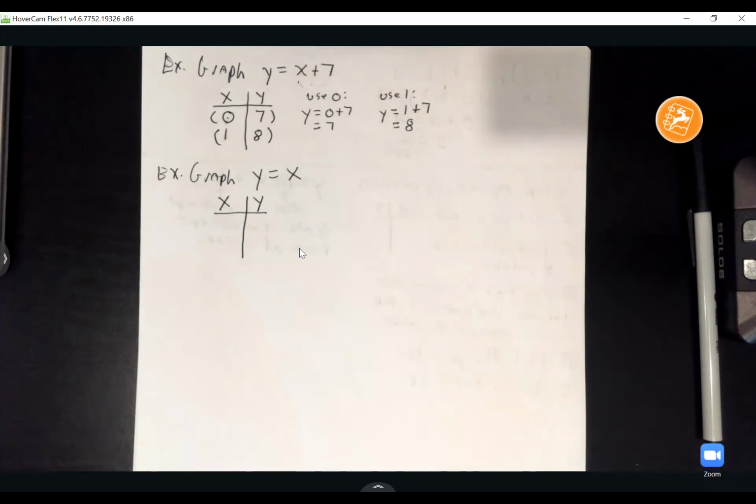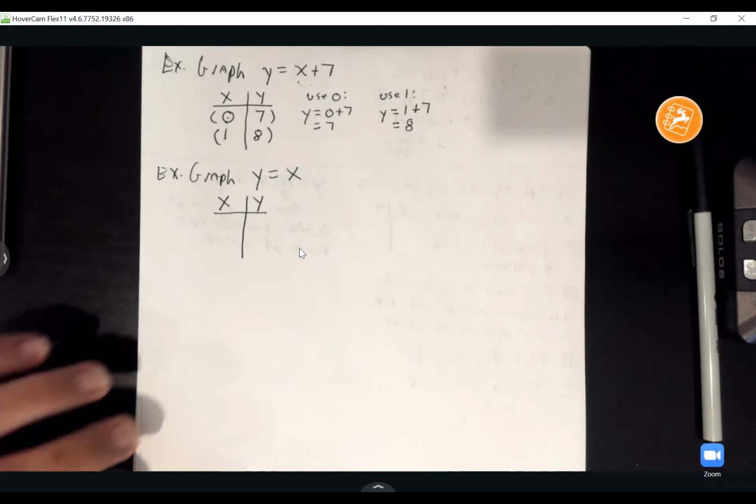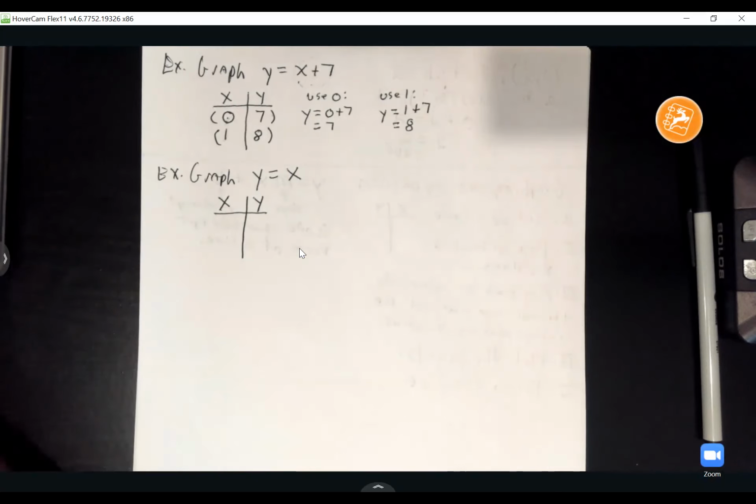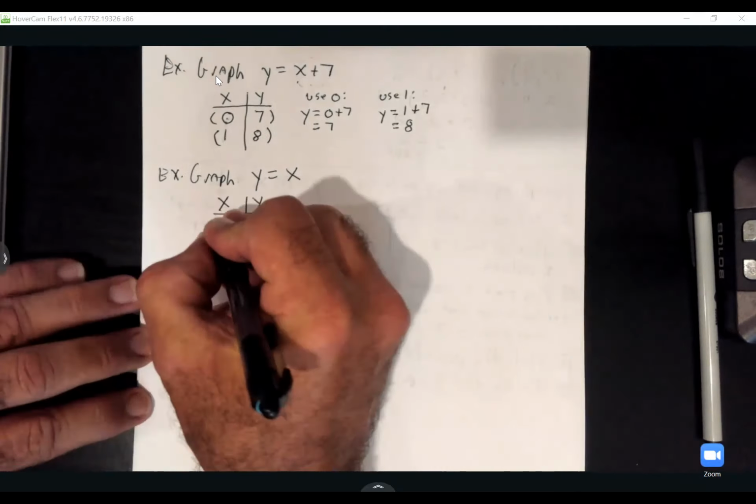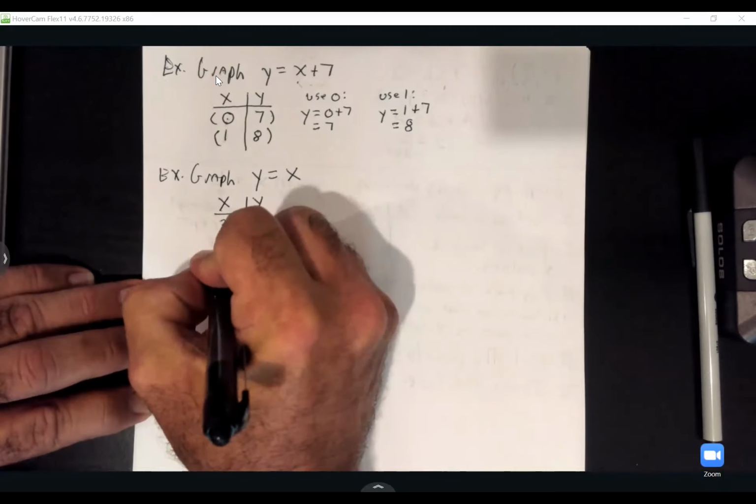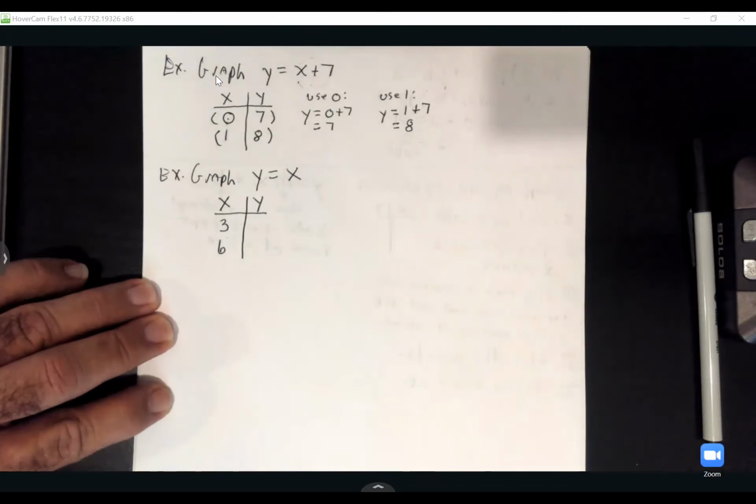So y'all on this one, give me some points y'all want me to plot. Give me some x values. Oh, y'all are so quiet. Let me see what my chat's saying. So 3 and 6. So I'll do that. I'll put an x is 3 and an x value of 6.